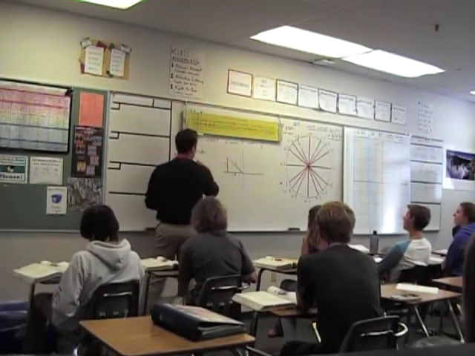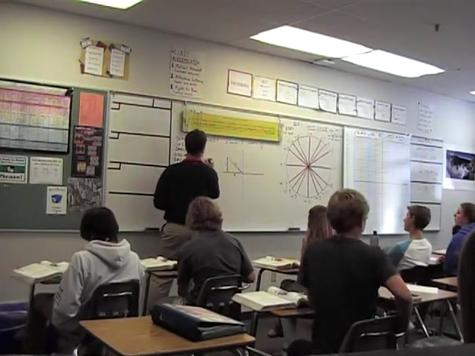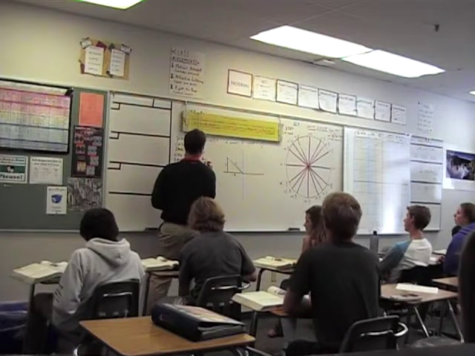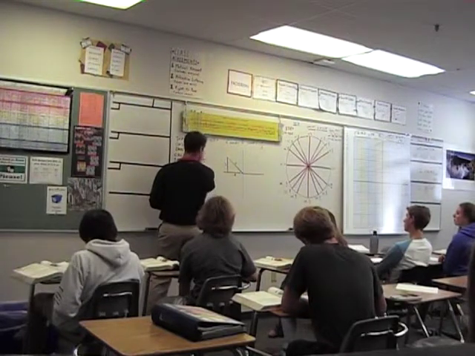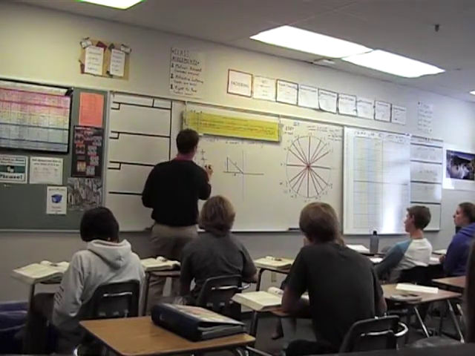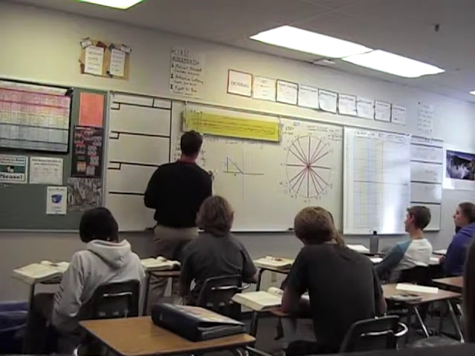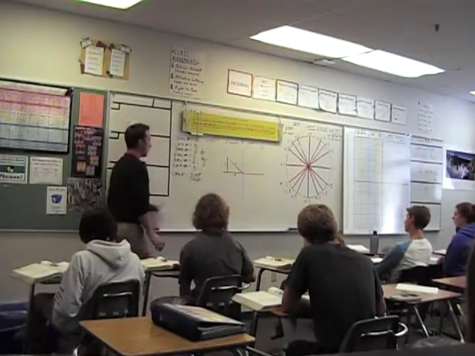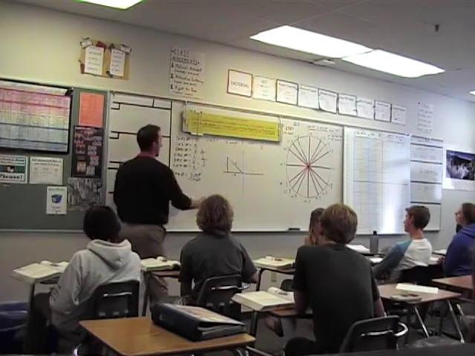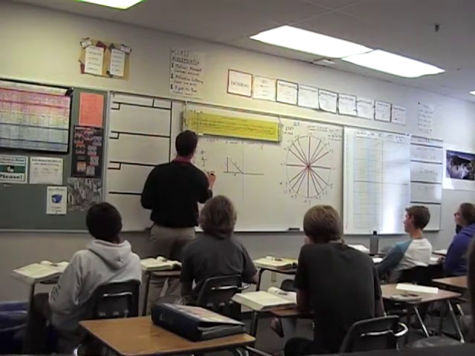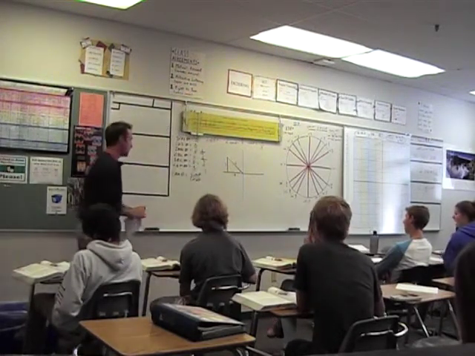Cosecant is hypotenuse, which is 5, over opposite, which is 3. Secant, 5 over -4. Cotangent is -4 over 3. Okay?